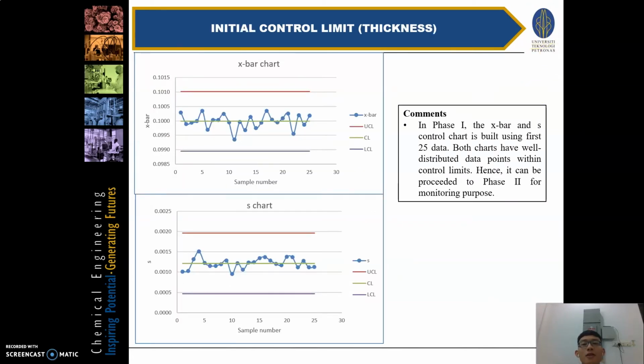So for the control limit that we have constructed for thickness, you can see that the X bar chart and S chart have well distributed data points within the control limit, so this can be used for further monitoring purposes in phase 2.